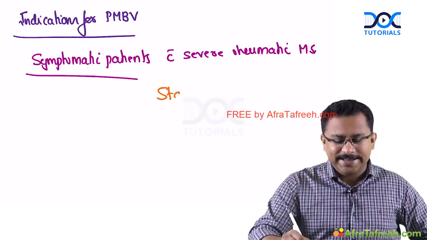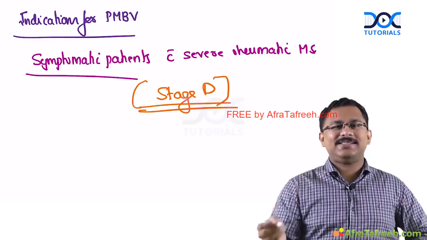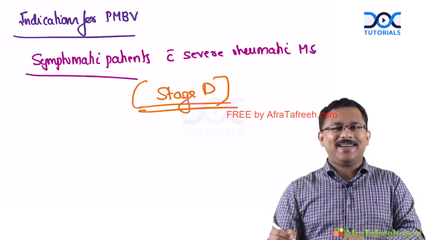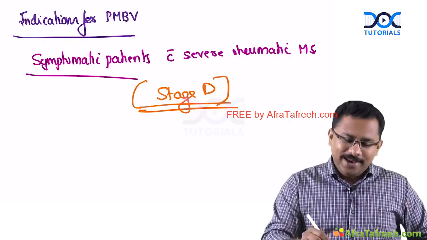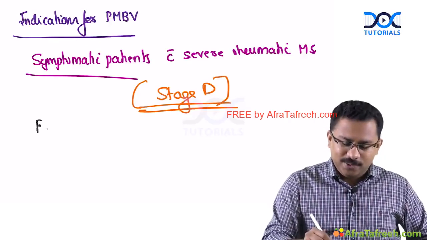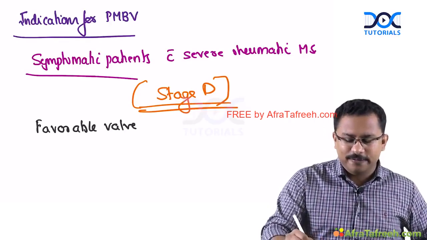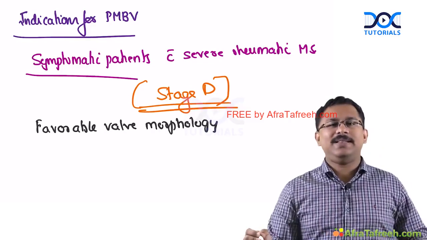You remember the stage D that we have learned? Yes, okay, the classification of the AHA. So symptomatic patients with severe rheumatic MS with a valve area less than 1.5 centimeter square, and it is also very important to understand the patient should have a favorable valve morphology. Favorable valve morphology should be there.